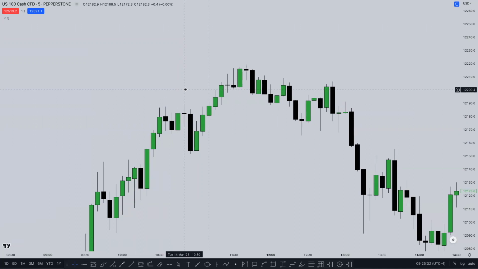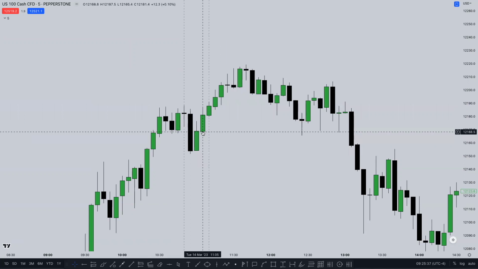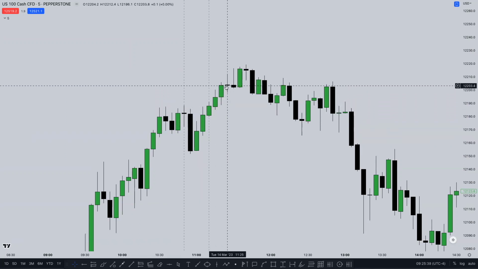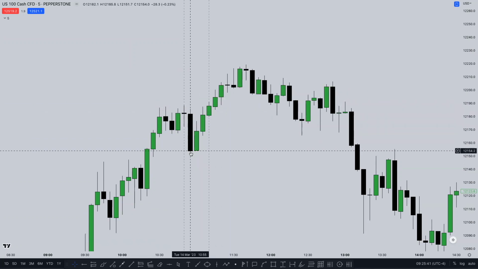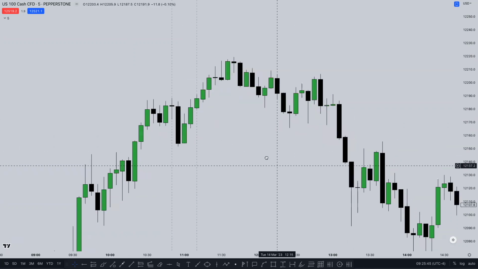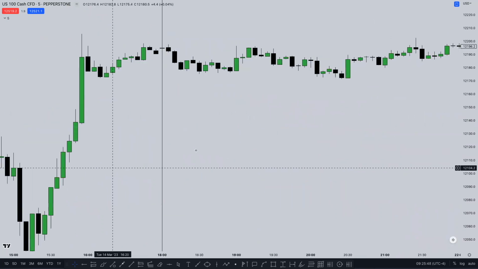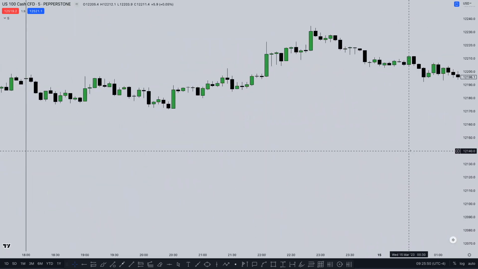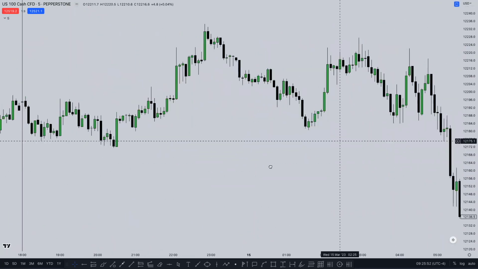So you want to be buying below that. You're looking for an explosive move up. I wouldn't call this explosive, but on the 1 minute chart, this is seen as a manipulation. And then that's a nice move up. All right, so heading to the next day, let's have a look.